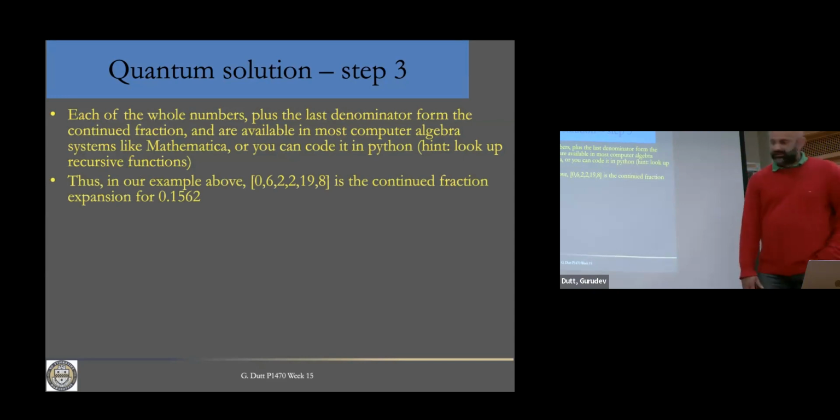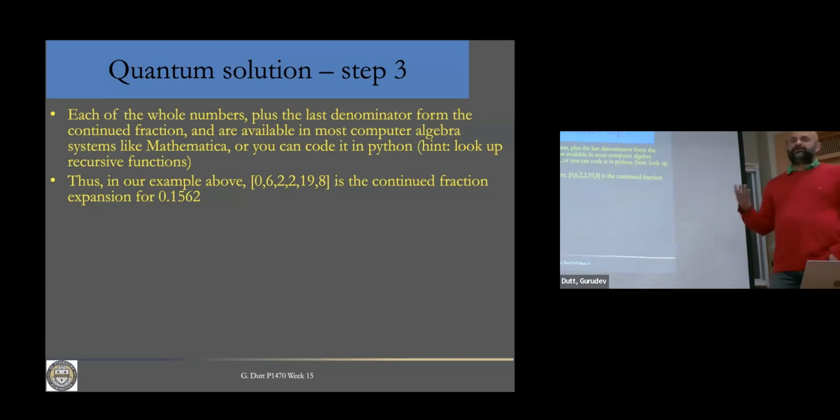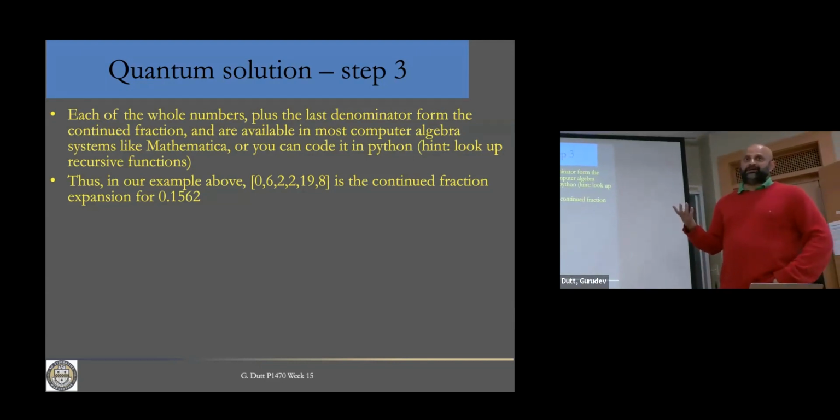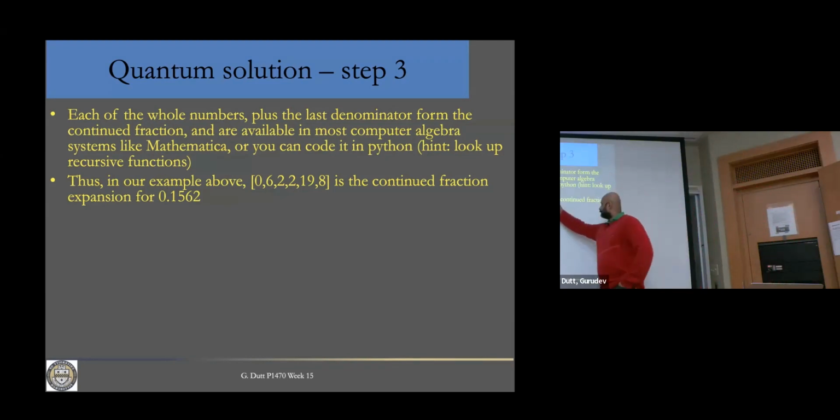So I did it by hand here, but you can either use something like Mathematica, which has already got it built in, or you can write your own function in Python. Hopefully you can see this is what's called a recursive function. Basically, you do one operation, and then you keep doing it again and again until you reach some end condition. So in our example above, this was a continued fraction.